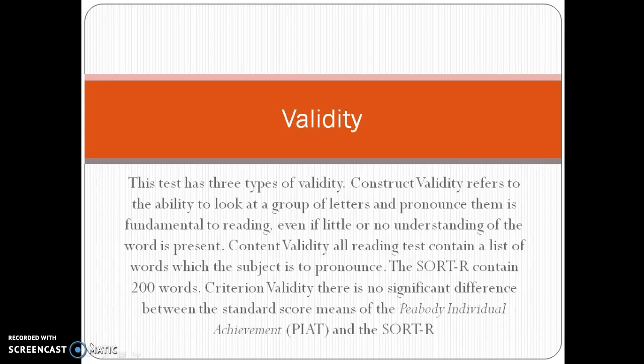Validity. This test has 3 types of validity. Construct validity refers to the ability to look at a group of letters and pronounce them is fundamental to reading, even if little or no understanding of the word is present. Content validity. All reading tests contain a list of words which the subject is to pronounce. The SORT R contains 200 words. Criterion validity. There is no significant difference between the standard score means of the Peabody Individual Achievement and the SORT R.